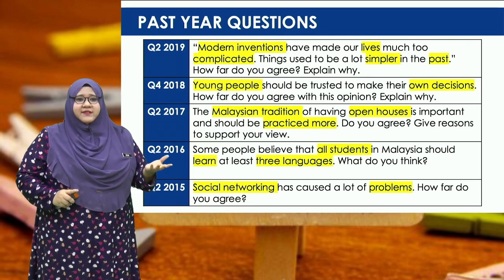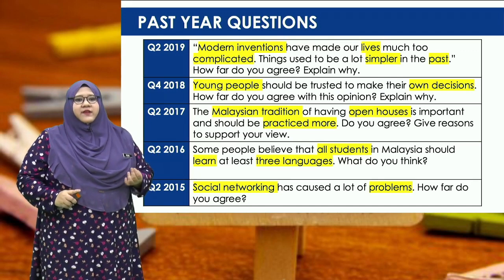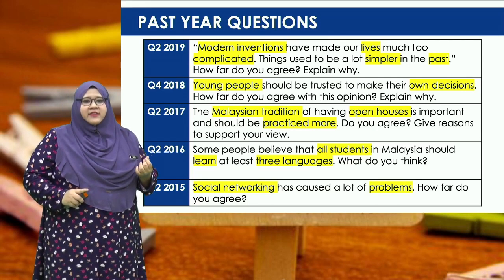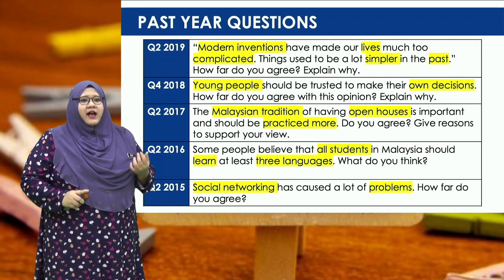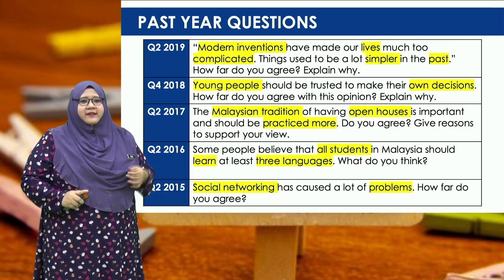Moving on to 2018, the question was, young people should be trusted to make their own decisions. How far do you agree with this opinion? Explain why.